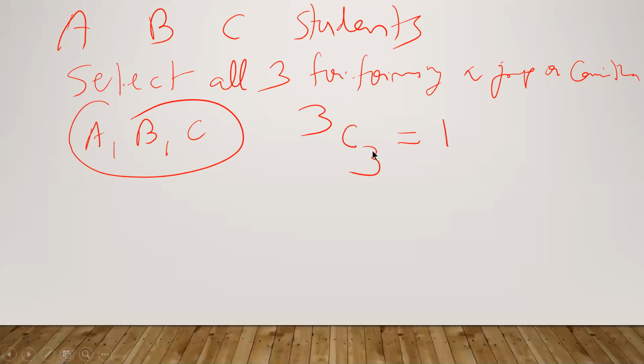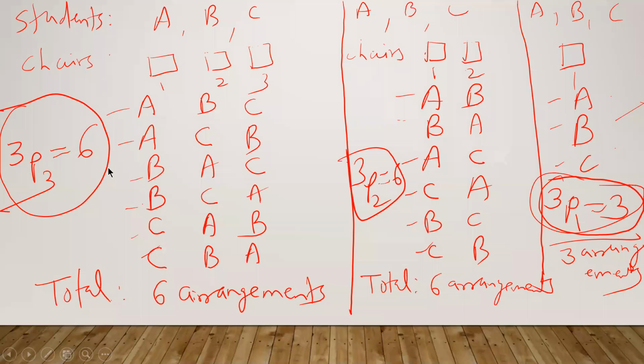So 3C3 is coming as 1, whereas you see 3P3, it was 6 because we were putting them in order. So there were 6 possible arrangements for them. That is the major difference between permutation and combination. In permutation, we select and put them in order. In combination, we only select. We don't have to put in order. We only select to form a group or a committee.